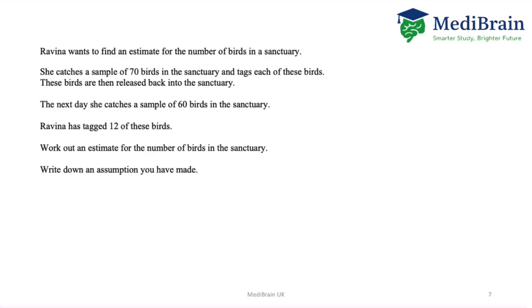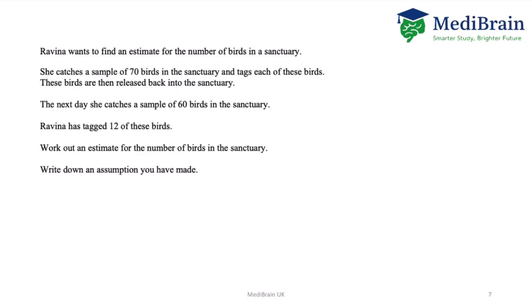So it says Ravina wants to find an estimate for the number of birds in a sanctuary. She catches a sample of 70 birds in the sanctuary and tags each of these birds. These birds are then released back into the sanctuary. The next day, she catches a sample of 60 birds in the sanctuary, and 12 of these birds have already been tagged. Work out an estimate for the number of birds in the sanctuary and write down any assumptions that you have made. So again, first step, highlight the key bits of information. When you go into an exam, you have a highlighter there. So if you want to, you can highlight in an exam as well, or just underline, just so you know where the main bits of info are.